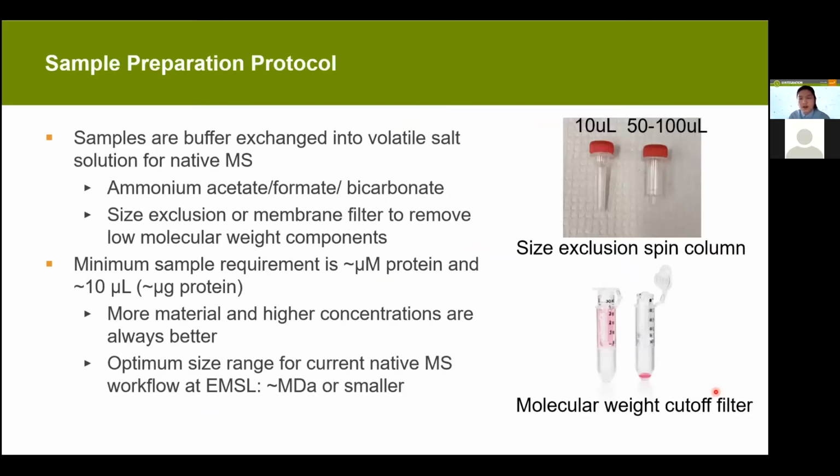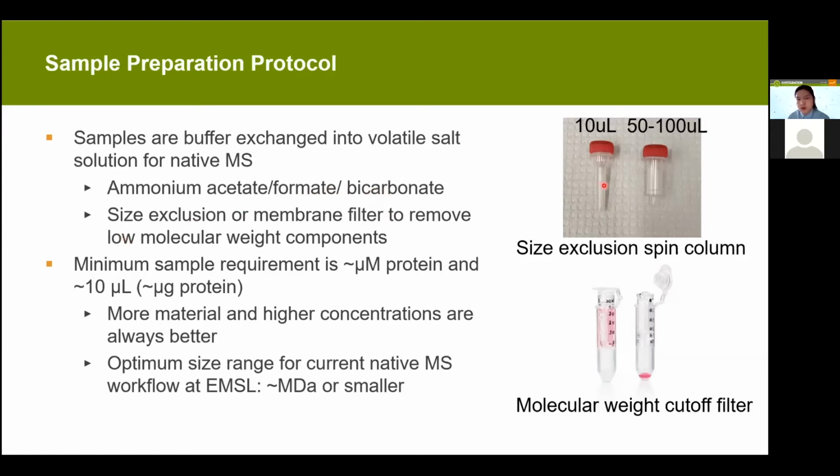Okay, so that was a very abbreviated process of what we normally do here. Usually for unknown samples, we have to optimize a lot of the conditions to make sure it's compatible. For the sample preparation protocols I was just showing, before we run the mass spectrometry analysis, we need to buffer exchange the samples into a volatile salt solution for native mass spectrometry. We have options for ammonium acetate, formate, or bicarbonate, depending on what pH your protein is stable in.